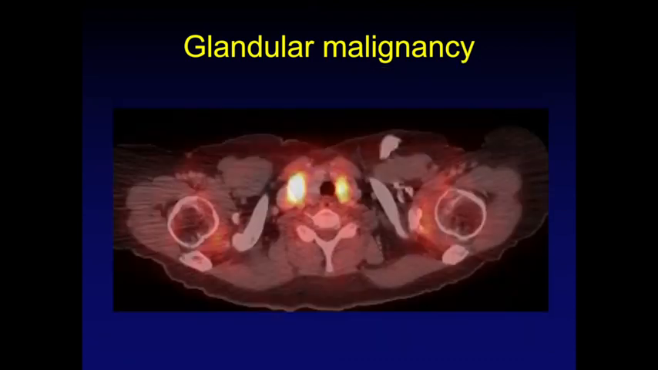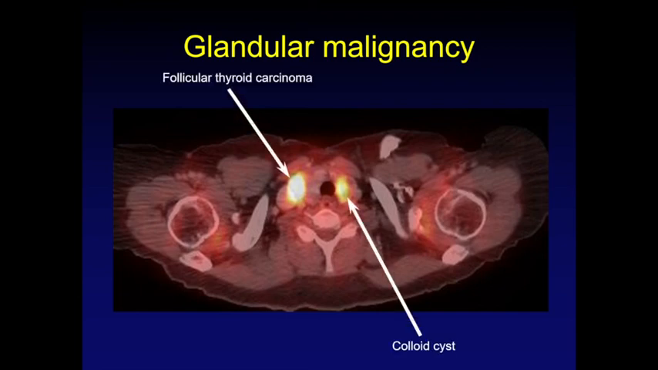This is an example to sort of emphasize how confusing it can be to distinguish glandular malignancies from benign lesions. There are bilateral masses in the thyroid gland here, and your job is to figure out which one of these is the malignancy and which one of these is benign. Good luck. That's a colloid cyst. That's follicular thyroid carcinoma. I've got no hints or clues.